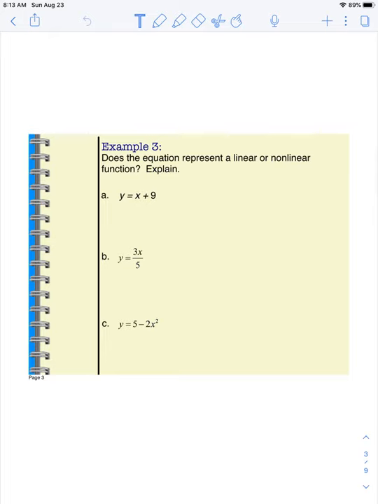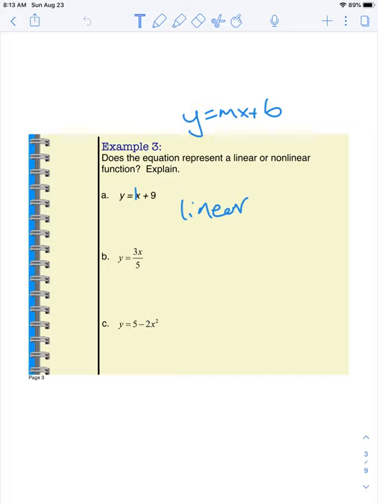All right, example 3, does the equation represent a linear or nonlinear function? Remember in our vocab, we said a linear function in two variables should look like y equals mx plus b. We'll get more into what m and b are in the next lesson, actually. But they're both constants, meaning they're numbers. X can't be squared. So let's see, part A, y equals x plus 9. This could be 1x plus 9. We're going to say, yes, that's linear, because it looks like the form y equals mx plus b.